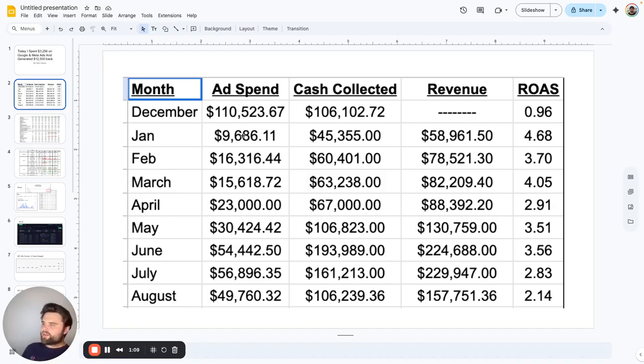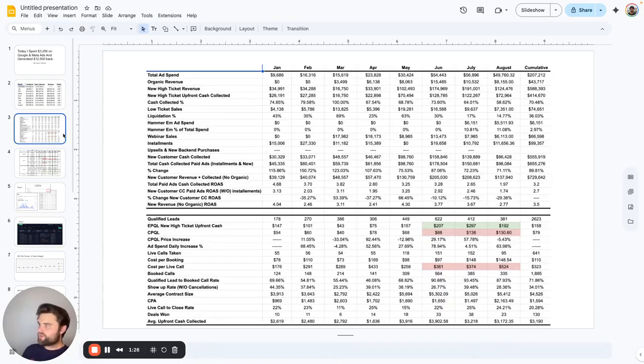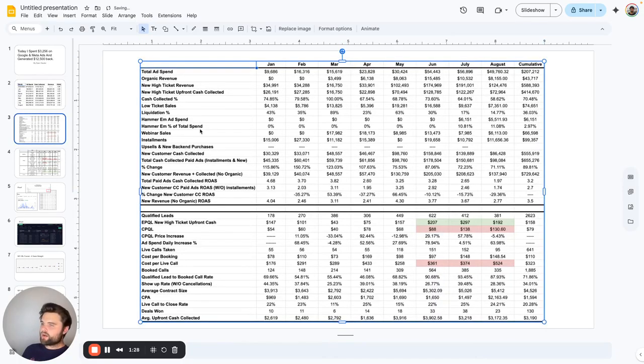We spent $9,000 in the first month. That was the total amount of marketing budget that we could afford to spend. We generated a 4.68 ROAS in the first month. Since then, we've averaged a 3.4x ROAS. Okay. You can see here that in the last 3 months, we've actually had a decline in the return on advertising spend. Now, let's talk about the model of this business.